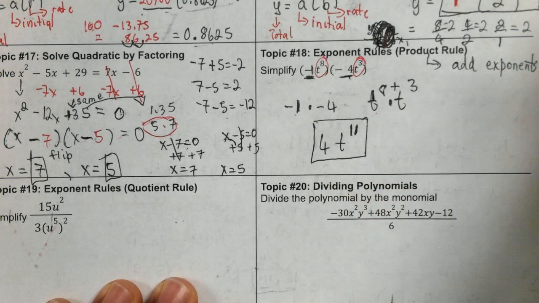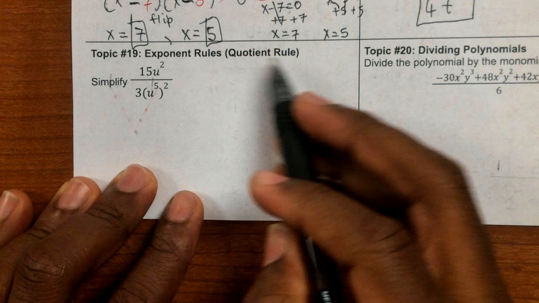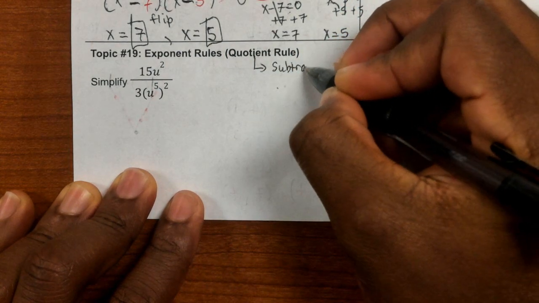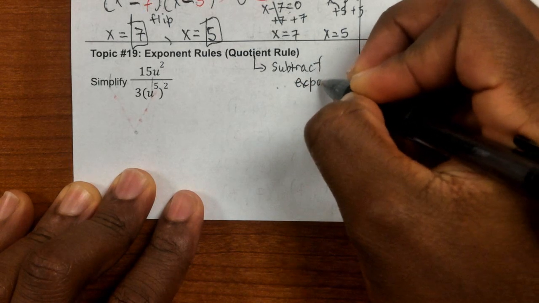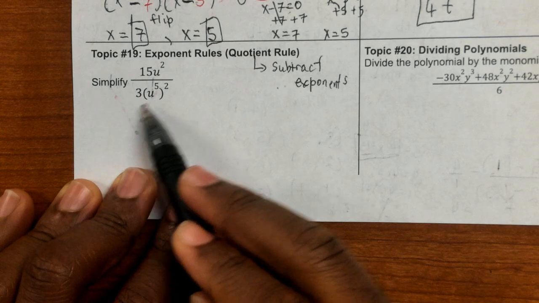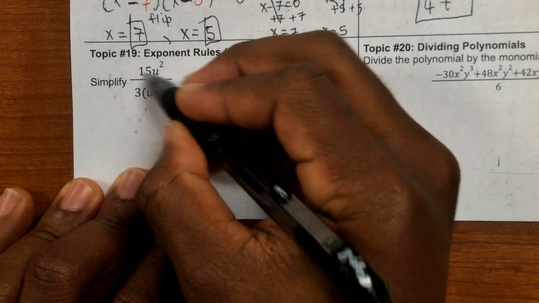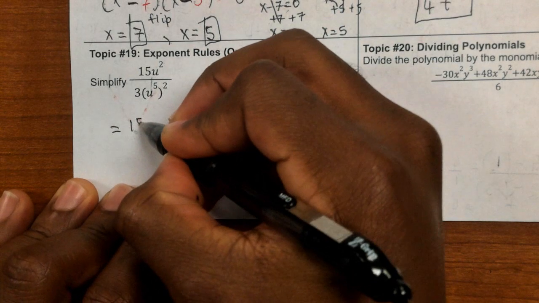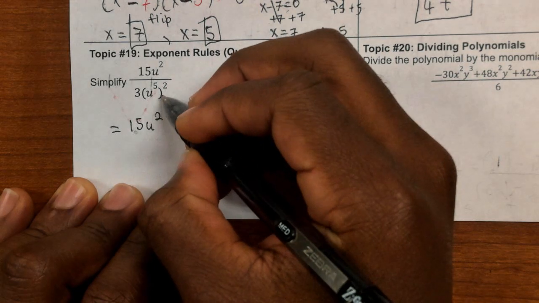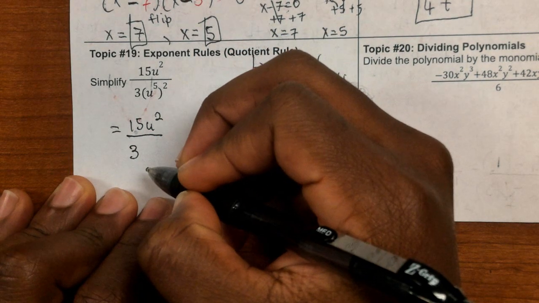Alright, just like that. So the next one, we're doing exponential rules, but this time we're doing quotient rule. Quotient rule means you subtract exponents. So we're going to subtract exponents. Okay? So the first thing we have to do, however, is that I see parentheses. I need to do something with the parentheses first before I can do anything else. So whatever doesn't have the parentheses, we're going to rewrite it the same for now. Where we see parentheses, we need to do something with it. So the number that's not inside of parentheses, I rewrite it the same.